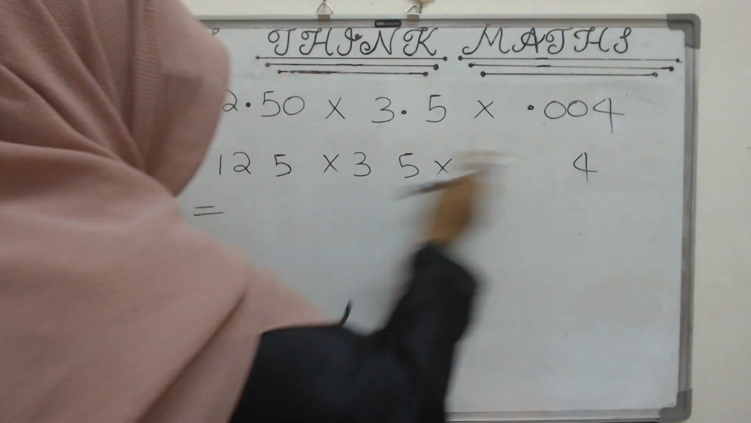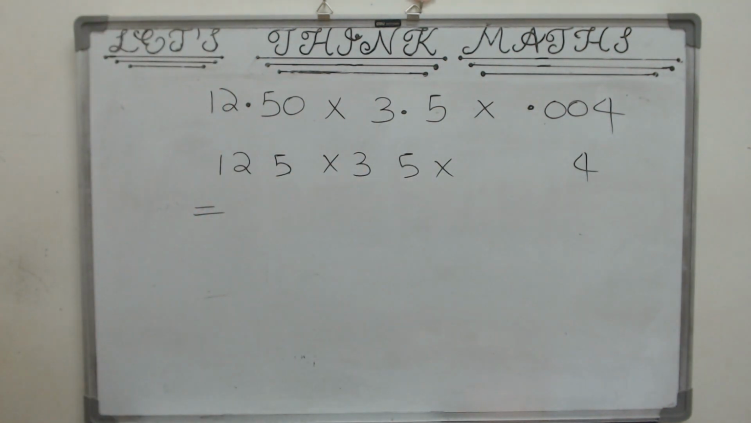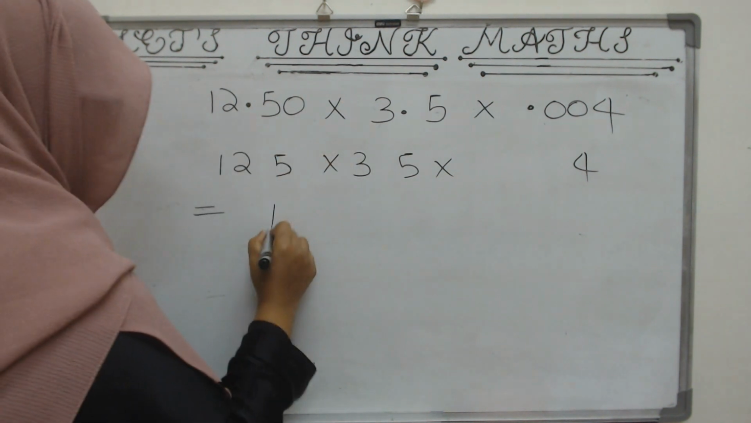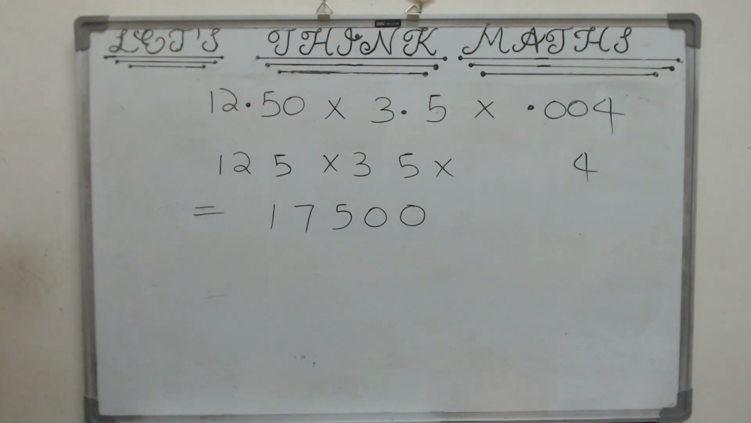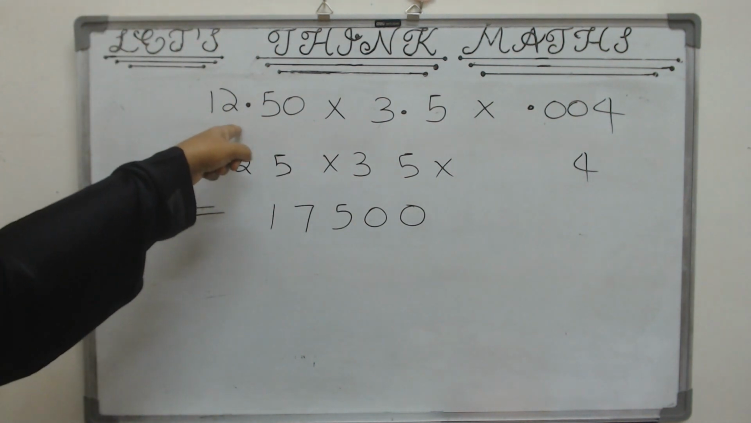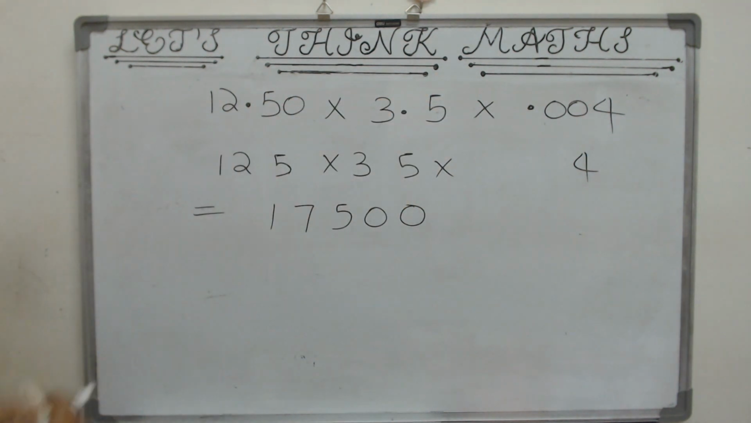Multiplied, group these two together. 125 into 4 will give you 500. First group these two together and then multiply. Your answer will be 17500. This will be the answer, but this is not the answer we need. We need the answer for these decimals. So what is that answer?